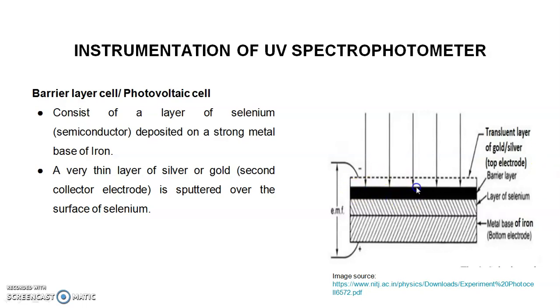With respect to sensitivity, it is moderate compared to the other two detectors which we are going to discuss. This kind of detector is usually used in photometers. This barrier layer cell is also called a photovoltaic cell. Why photovoltaic? Because there is generation of electrons because of the radiation of light falling on this selenium surface. That was all about the barrier layer cell.